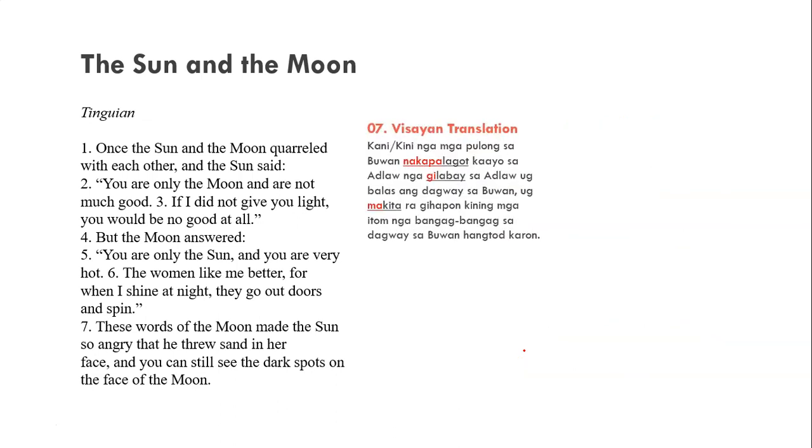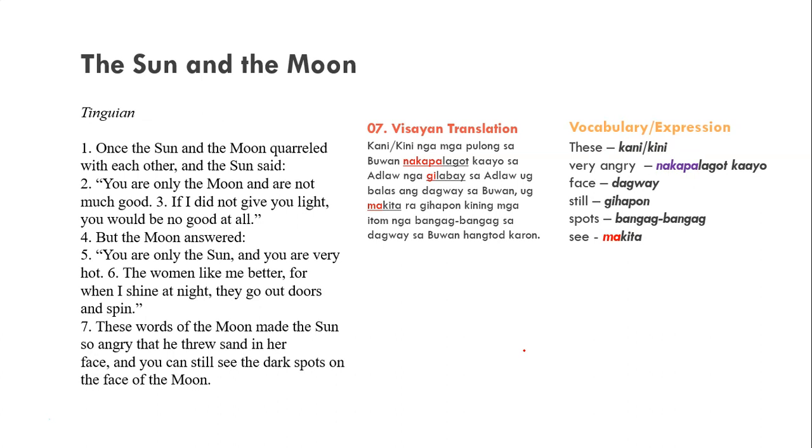Almost done. For the seventh sentence, these words of the moon made the sun so angry that he threw sand in her face, and you can still see the dark spots on the face of the moon. Kani or kini, you can use them interchangeably. Kini nga mga pulong sa buwan, nakapalagot kaayo sa adlaw, nagilabay sa adlaw ug balas, ang dagway sa buwan. Ug makita ra gihapon kini mga itom nga bangag-bangag sa dagway sa buwan hangtod karon.